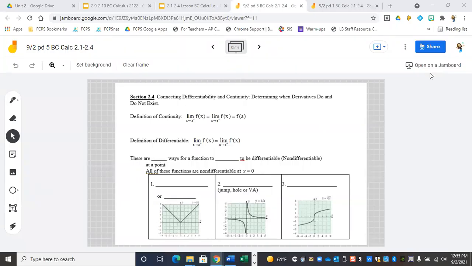So if you remember from last year, 3 conditions have to happen in order to be continuous. The limit as x approaches a from the left has to be equal to the limit as x approaches a from the right, which is equal to your defined value. Remember, there's 3 types of discontinuity. So if a function gets discontinuous, one of 3 things will happen.